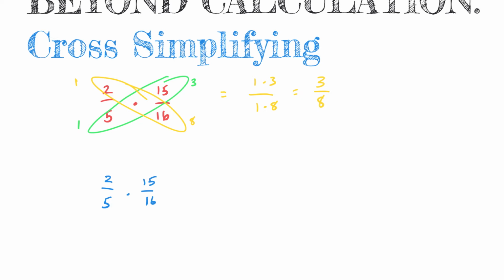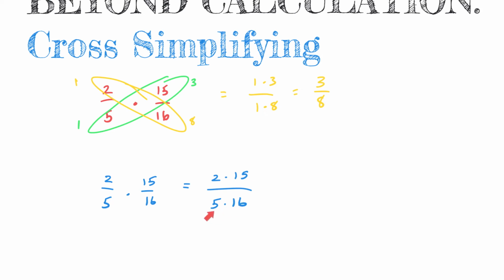And now if we go back to our original problem, 2 over 5 times 15 over 16, we can look a little bit deeper and see what's going on here. So if we were to do this without cross simplification, we would do 2 times 15, and we would do 5 times 16. But the commutative property of multiplication says when we are just multiplying two numbers, like 2 times 15, it doesn't matter what order we do that in. We can do 2 times 15 or we can do 15 times 2.